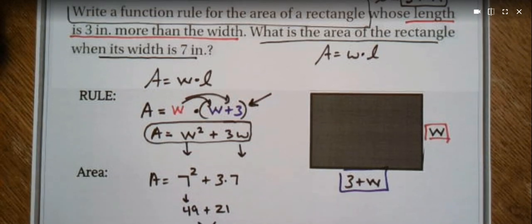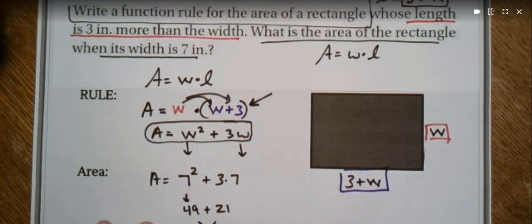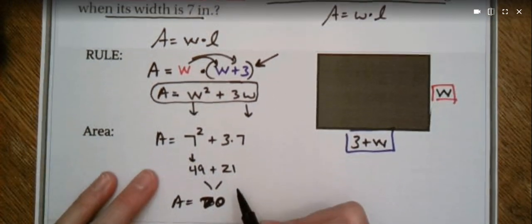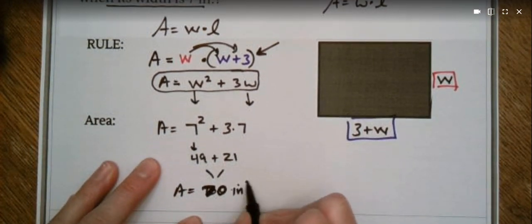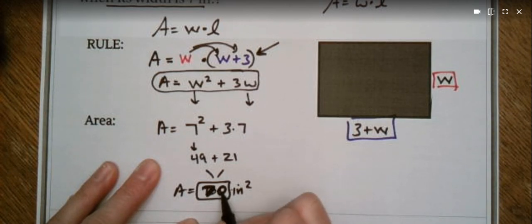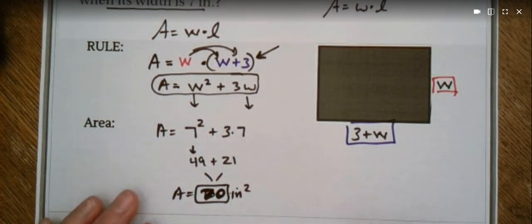And then when I add those together, I get 70. I can't add today. I get 70. So area would be 70, and then that looks like it's inches squared because it's area. So area is 70. All right.